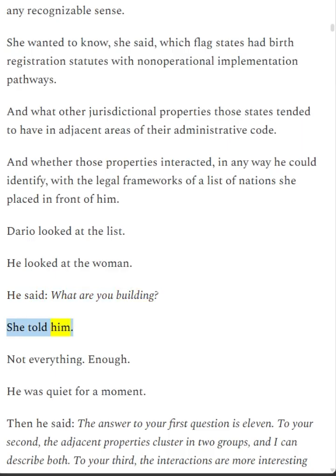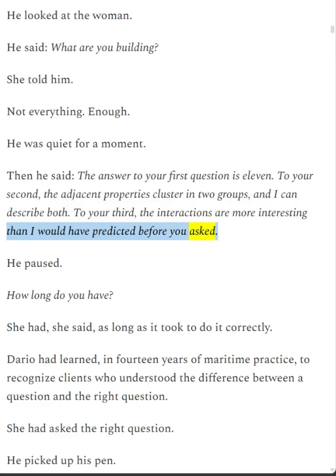She told him. "Not everything." "Enough." He was quiet for a moment. Then he said, "The answer to your first question is 11. To your second, the adjacent properties cluster in 2 groups, and I can describe both. To your third, the interactions are more interesting than I would have predicted before you asked." He paused. "How long do you have?" She said, as long as it took to do it correctly. Dario had learned, in 14 years of maritime practice, to recognize clients who understood the difference between a question and the right question. She had asked the right question. He picked up his pen.